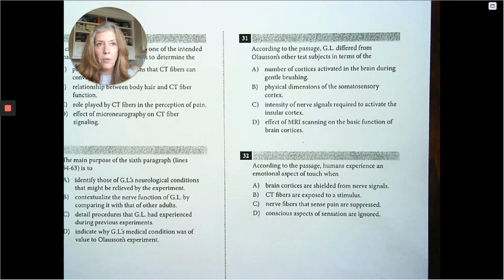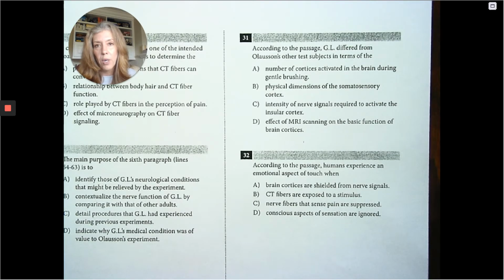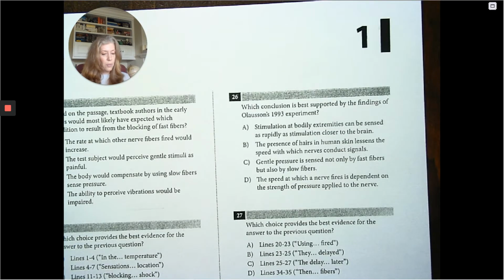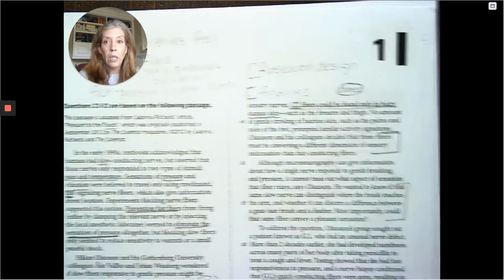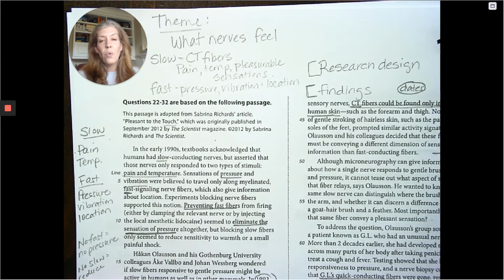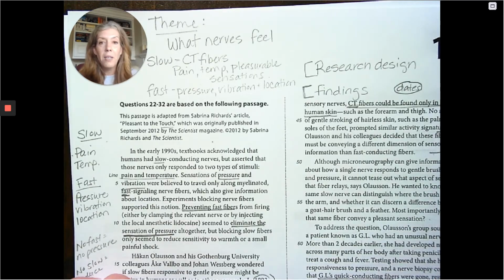Factual questions, you can find the answer directly in the text. You can point right to it. According to the passage, humans experience an emotional, and that's a factual question. According to the passage, those are factual questions. All right, so reminding ourselves very quickly, our theme, what nerves feel. If it's slow, like a CT fiber, they're feeling pain, temperature, and pleasurable sensations. If it's fast, they're feeling pressure, vibration, and location.